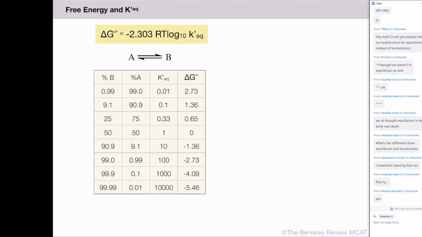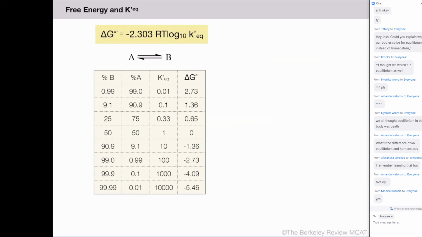I got one yes and a not really. I think this is one of those things that you're going to understand more as we keep going, right? When we're looking at delta G naught prime, we're using this number to predict which way a reaction is going to go under standard conditions, okay? All right, so let's just keep going here, and I think it'll work itself out.